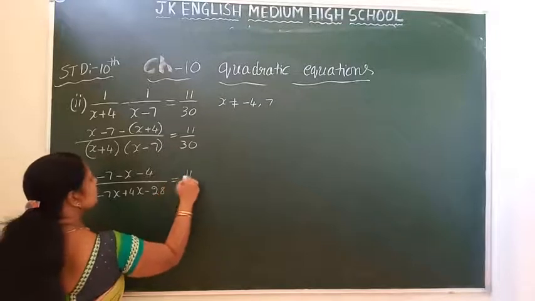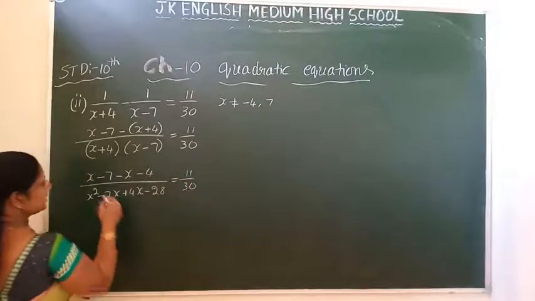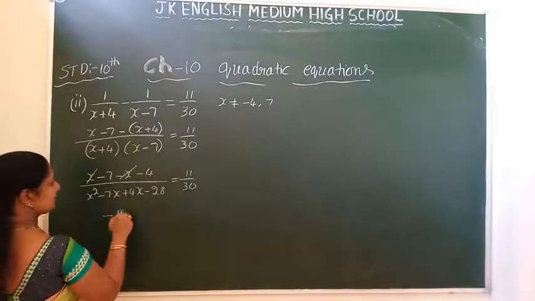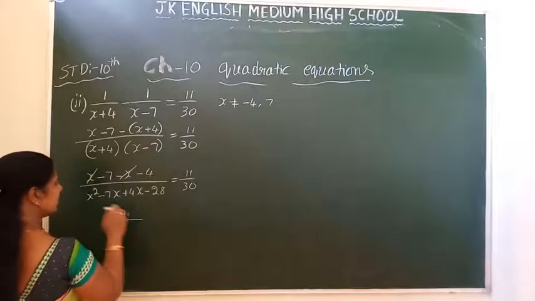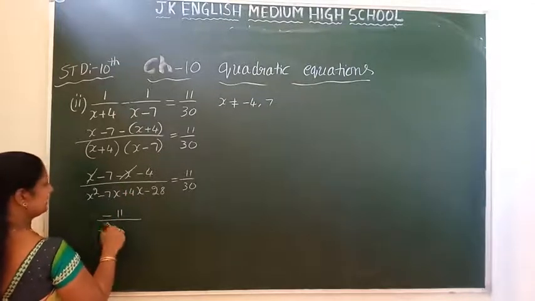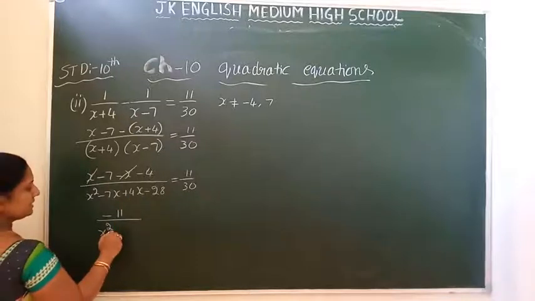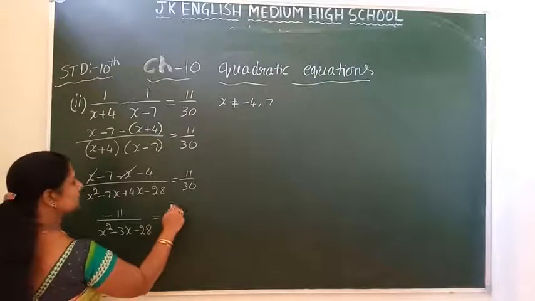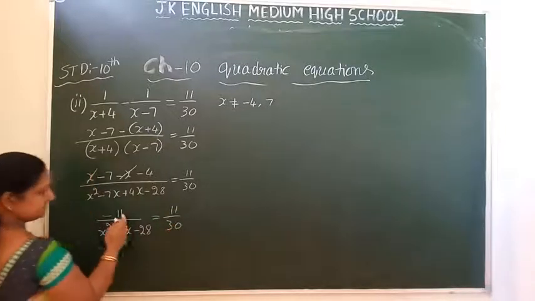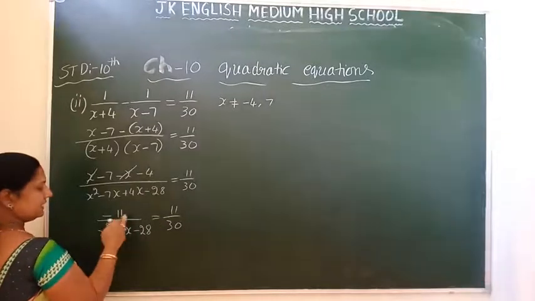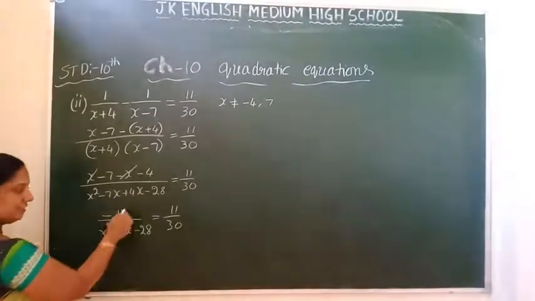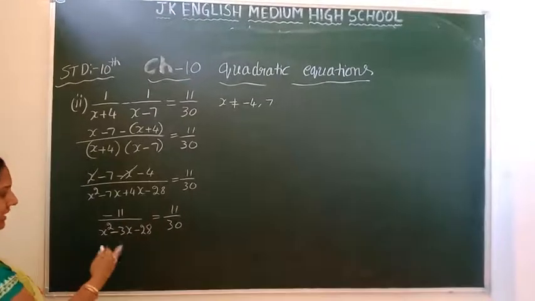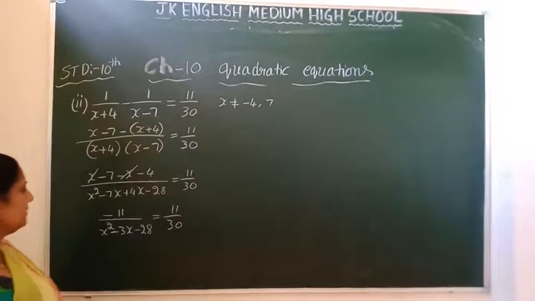So now cross multiplication, you do it after simplification. Plus x minus x cancels, minus minus, so minus 11, then this is divided by x square minus 7x plus 4x is minus 3x minus 28, is equal to 11 by 30. I can divide, 11 and 11 cancel. Otherwise I am going to do the cross multiplication method.